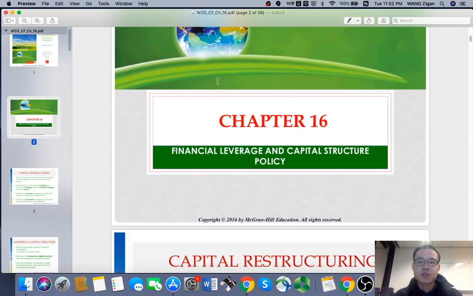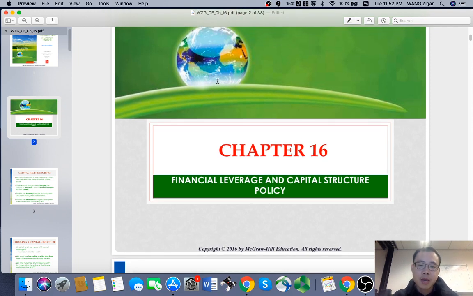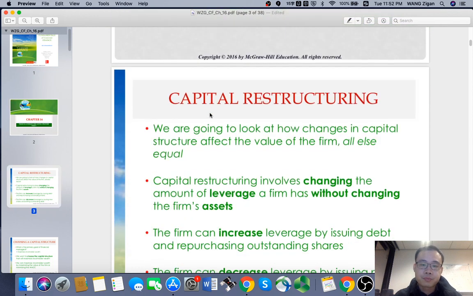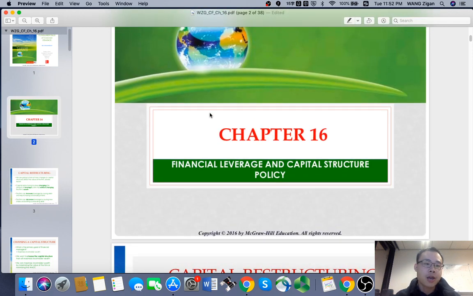So this is chapter 16 of the corporate finance. It's about financial leverage and capital structure policy. This chapter has two parts. The first part is about the effects of the leverage, that the leverage can amplify or increase the range of your EPS, of your profitability.